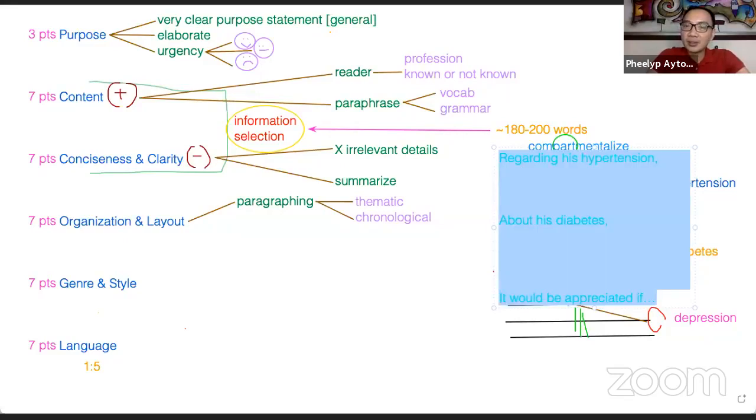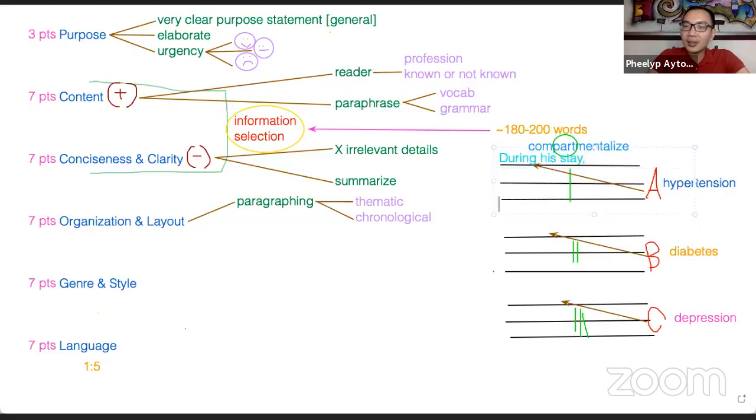Alternatively, if it sounds like this: during his stay, blah, blah; after discharge, blah, blah; it would be appreciated, blah, blah. This is a more chronological arrangement. The first paragraph is what happened during admission. The second is after he was discharged. And the third would be the action. Again, which is more appropriate depends on the case notes.